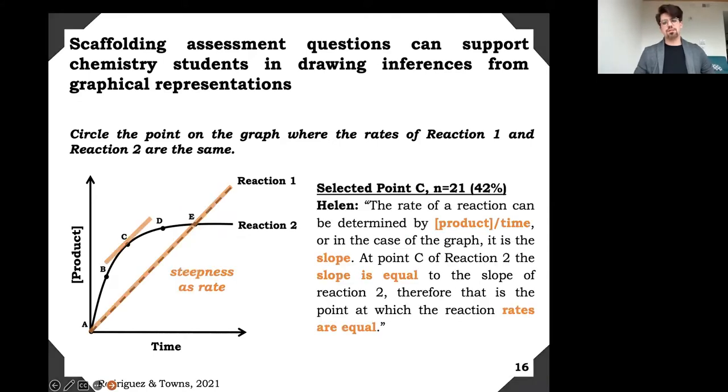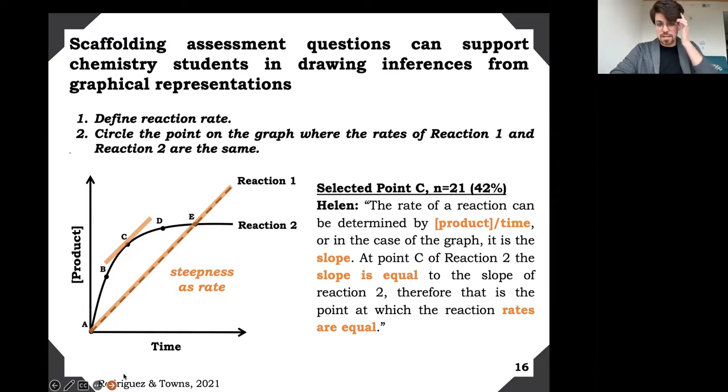So if we look at a student who answered the question correctly, that could provide some suggestions about how we might scaffold the question. Here, the student starts off by talking about a definition for rate. It's concentration of product over time, which is essentially the slope. And then they talk about how the slope is the same for reaction 1. And then if you draw a line here tangent to this curve, then you have the reaction rate being the same.